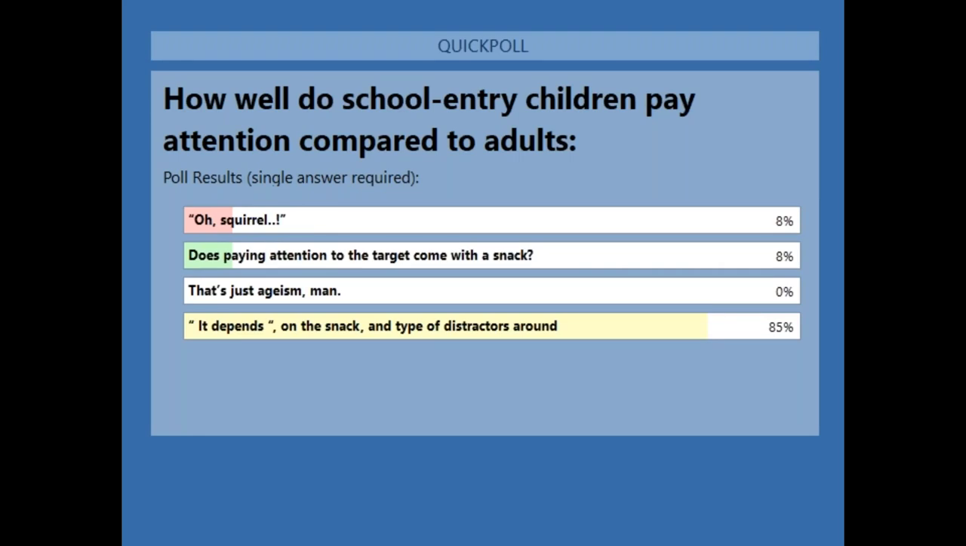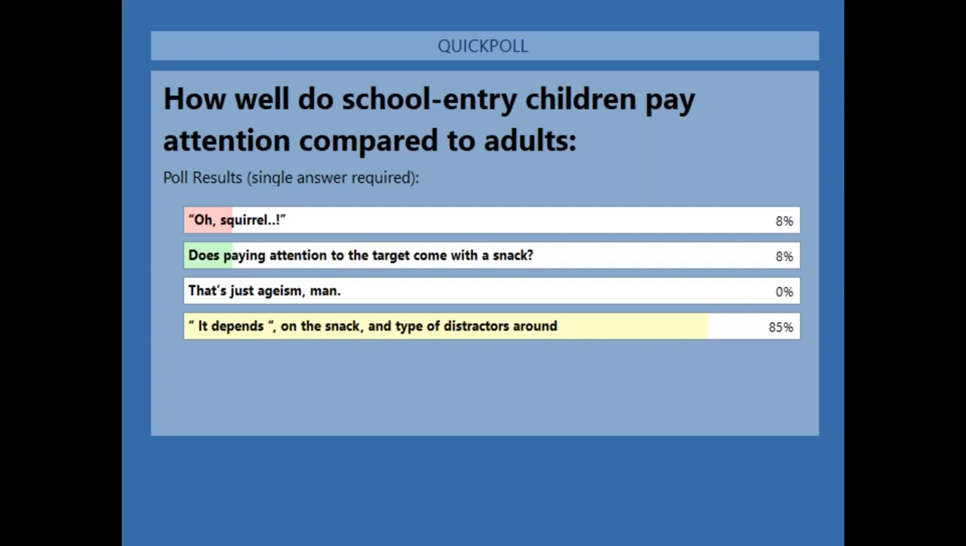Then 8% number one and 8% number two. Is that what you were looking for? Which responses were those, the one and two? Sorry, I don't have the questions handy. Oh, a squirrel. Does paying attention to the target come with a snack?